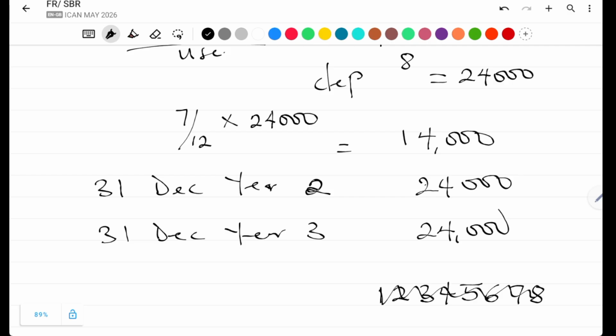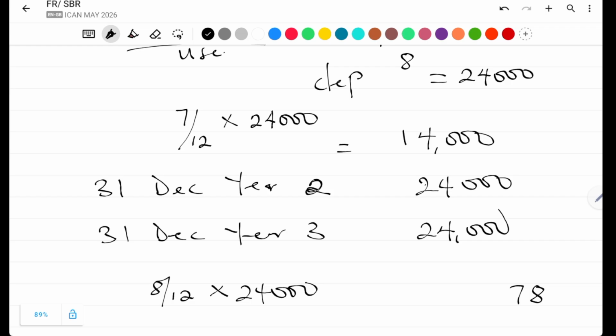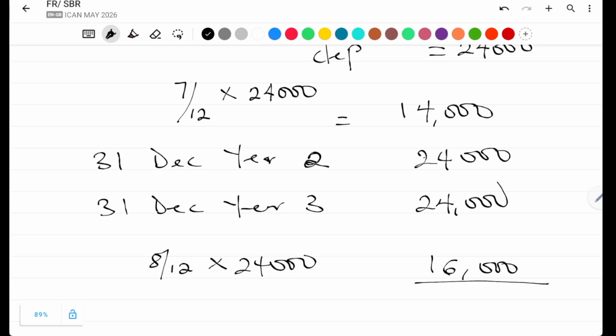So we're going to calculate that 8th month, which is 8 over 12 times 24,000. So 8 over 12 times 24,000 is 16,000. So we can see all the total depreciation. Let's quickly calculate that. We have 24,000 plus 24,000 plus 24,000 plus 16,000. That's 78,000 for total depreciation.